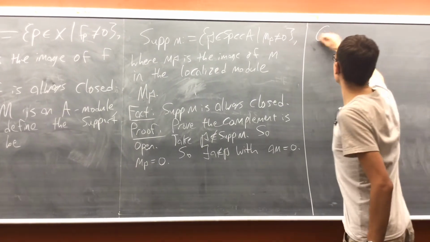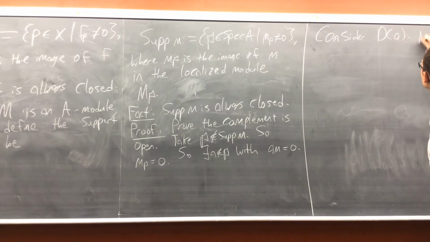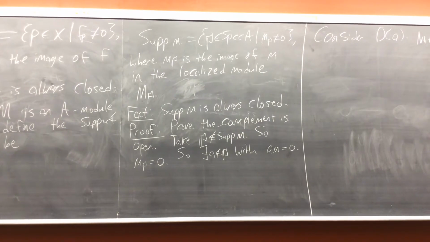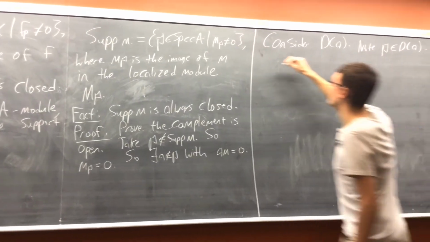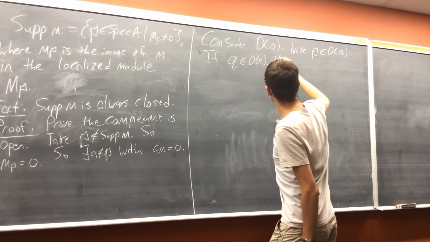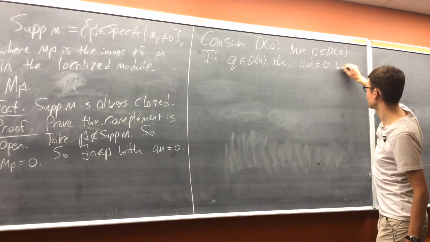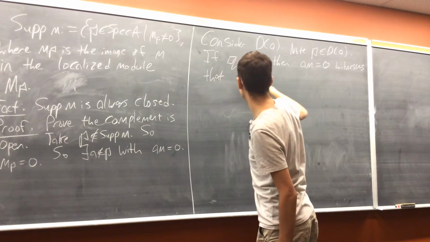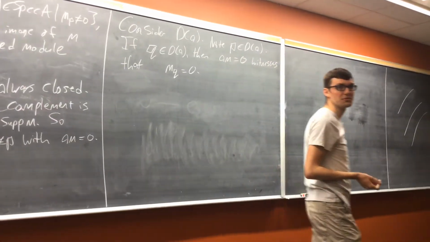Okay. Well, my neighborhood now, the good candidate neighborhood would be D(a). So consider D(a). P is certainly in there, so it's a neighborhood of P. And if I've got any other prime ideal Q in D(a), then this relation am equals 0 witnesses that m_Q is 0. So we're done.